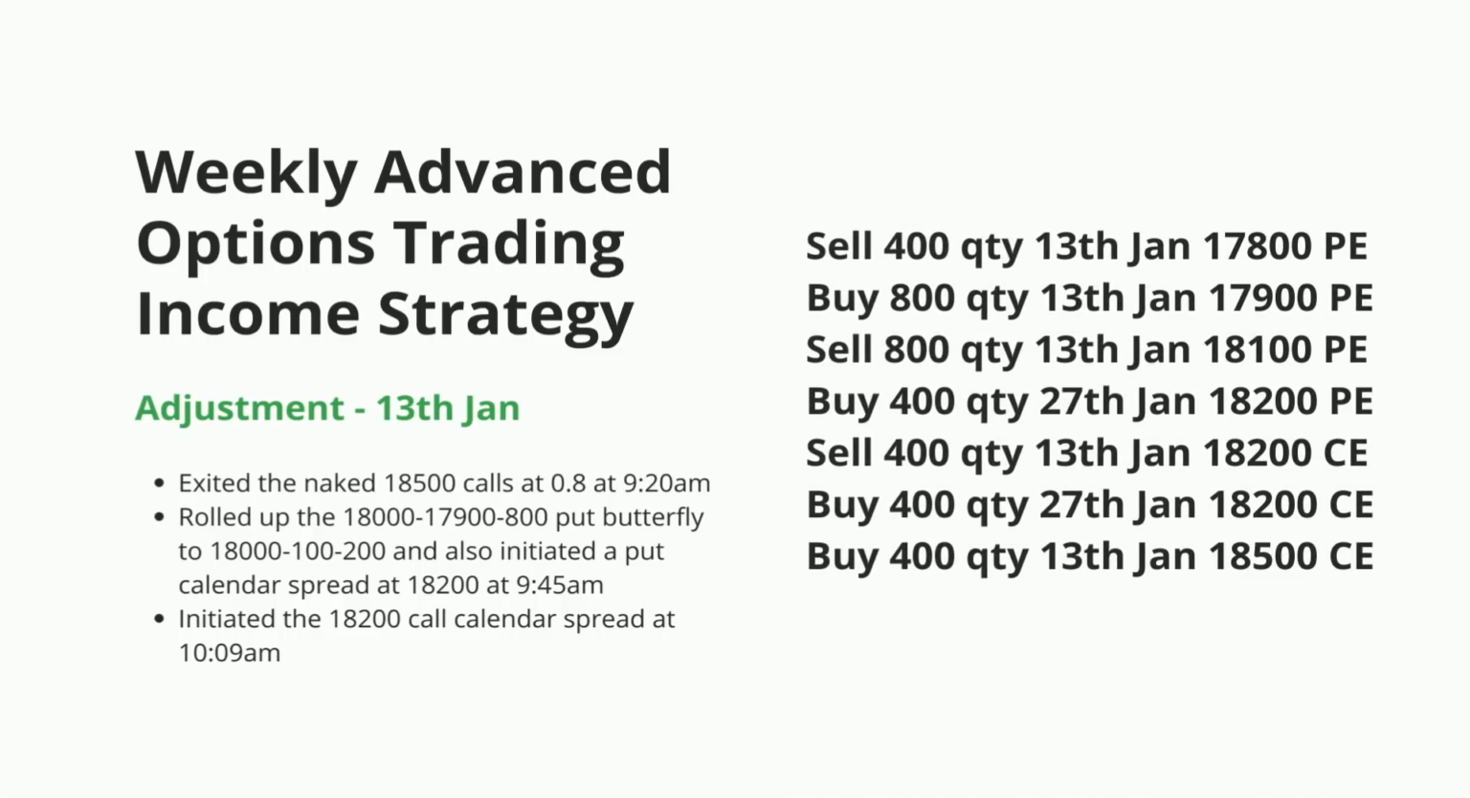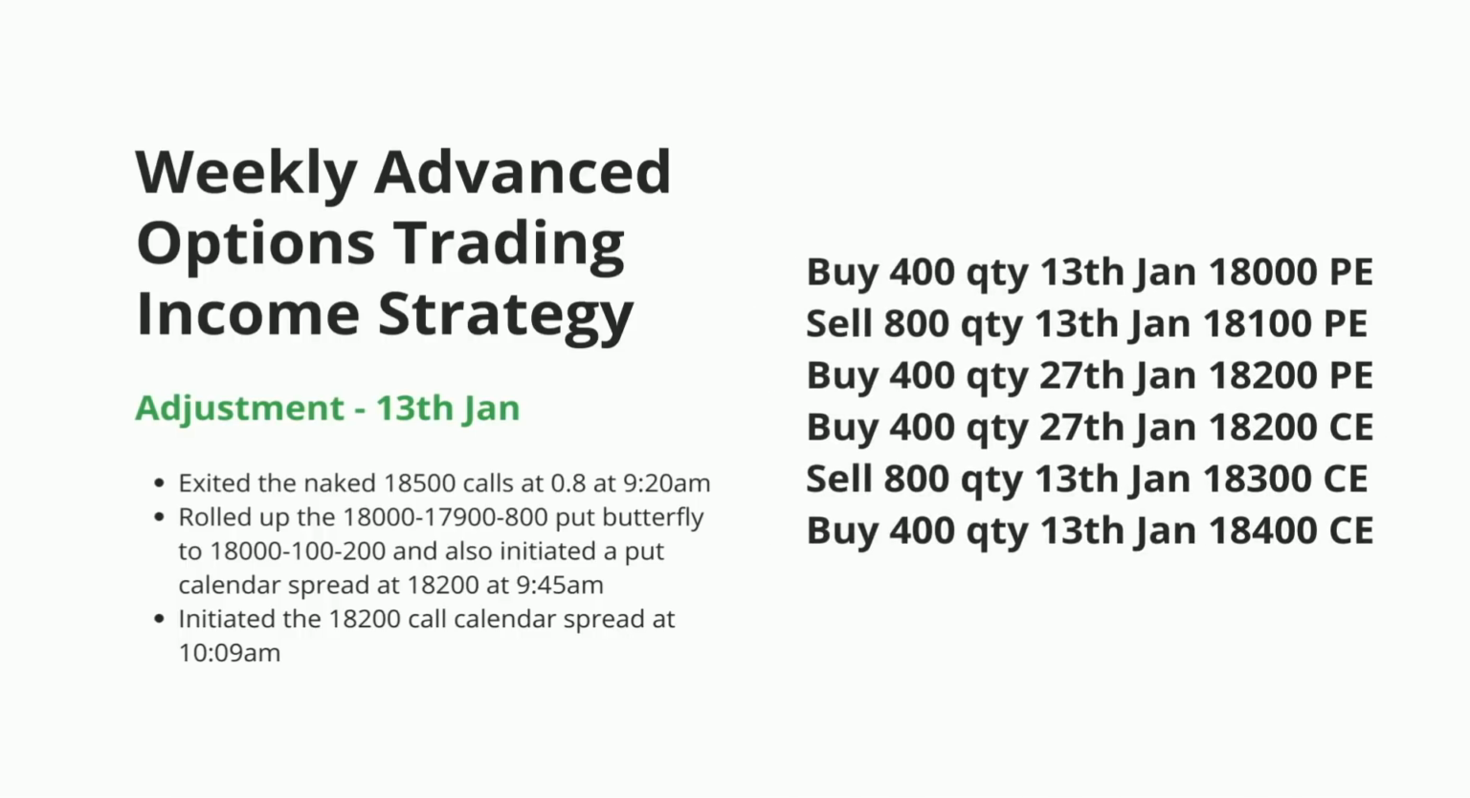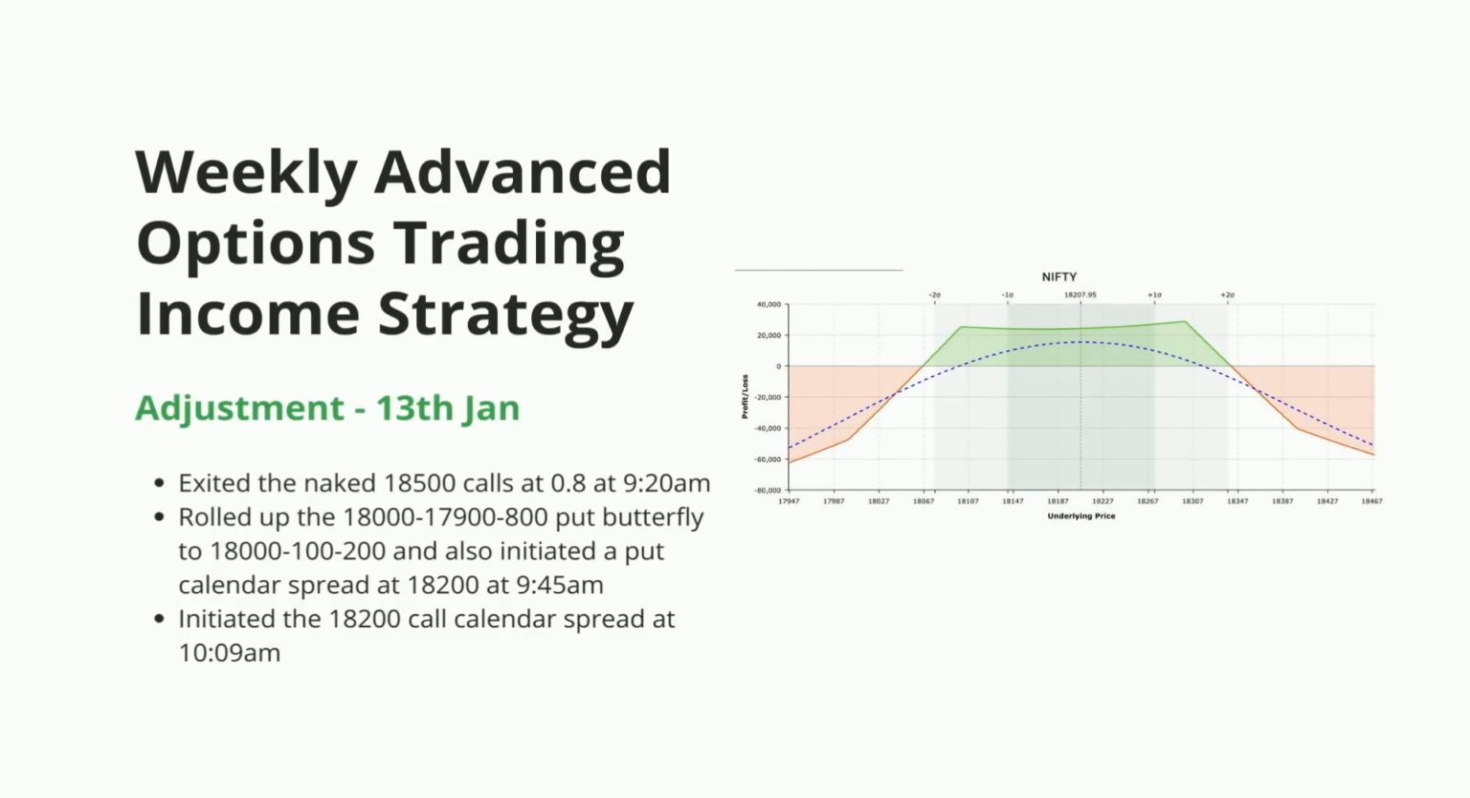Since I had to do both buy and sell 400 quantity of 13th Jan 18,200 put as part of the put butterfly and put calendar setups, it has been skipped. So now the trade looked like this. And the payoff graph looked like this. I did not have to make any further adjustments and exited the trade at 3:10 pm with a profit of about rupees 19,000. Alright, that takes us to the end of the video.